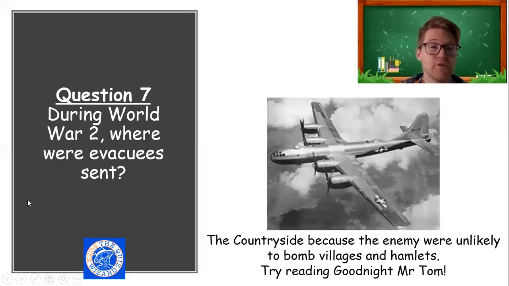Question 7, during World War II, where were evacuees sent? So mainly children, they were sent to the countryside. The enemy, during air raids, were unlikely to bomb villages and hamlets because there wouldn't be many things there that would disrupt the war effort. So they tried to bomb cities because they were heavily populated with people, and that's where all the factories were. So it could stop people producing things.